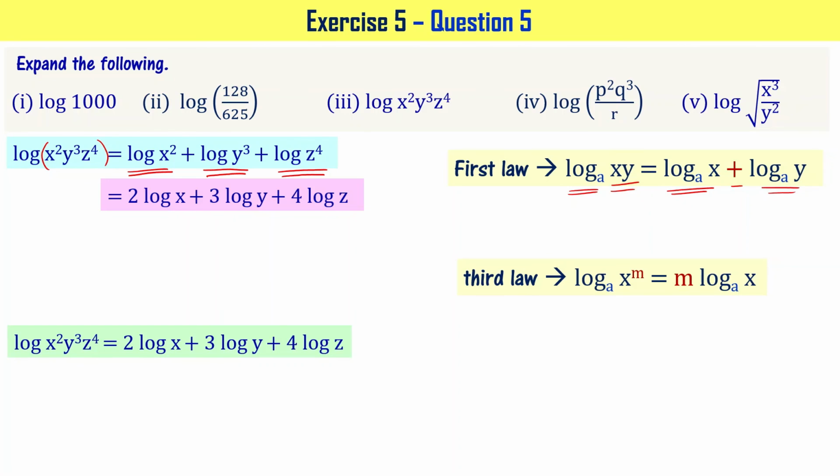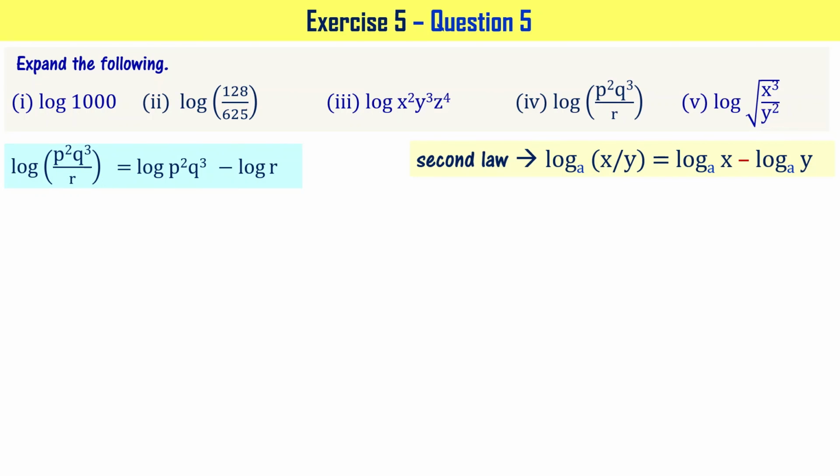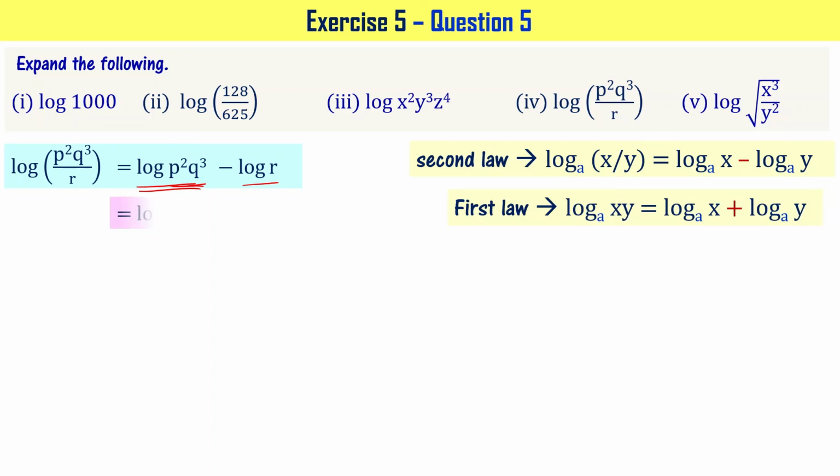Got it? Now let's look at the next part, that is log of p square q cube by r, right? We can apply the second law first. When you do that, it becomes log of p square q cube minus log r, right? For this, now I can apply the first law. When I do that, it becomes log of p square plus log of q cube. Let's write that. Log of p square plus log of q cube minus log r, right?